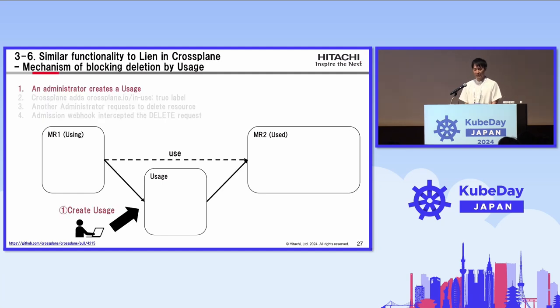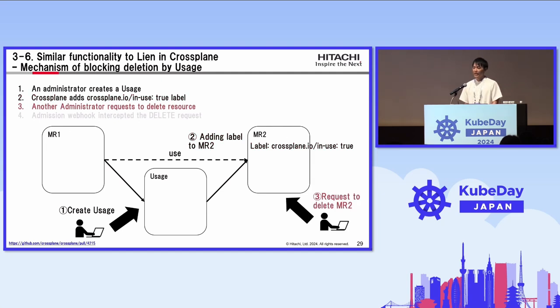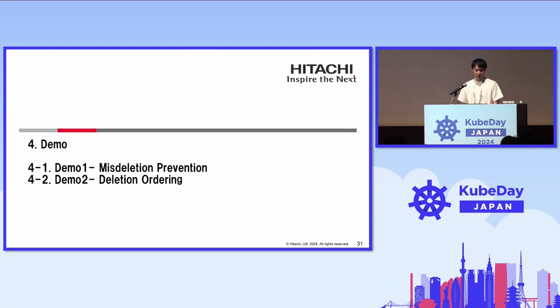I'll show you a simple mechanism of blocking deletion by Usage. Firstly, an administrator creates a Usage for protecting managed resource two. Then, the Crossplane controller adds the in-use label to managed resource two. And when the administrator requests a deletion of managed resource two, the admission webhook intercepts the delete request to managed resource two that is in use. This is a simple explanation of Usage.